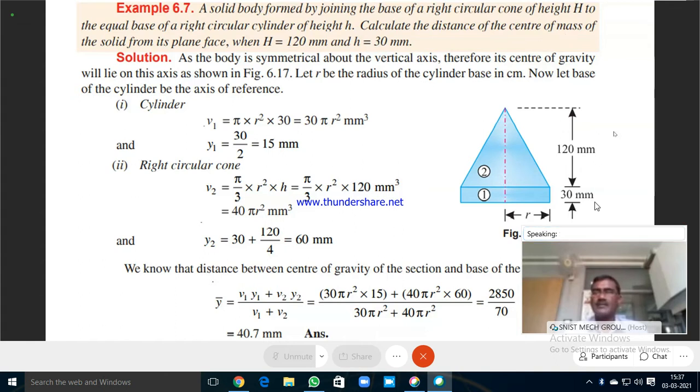Please note down the problem. It is a simple formula, and you have to remember it. Y bar is equal to y1 v1 plus y2 v2 divided by v1 plus v2, where v1 and v2 are the volumes and y1 and y2 are the centroidal coordinates from the reference plane.